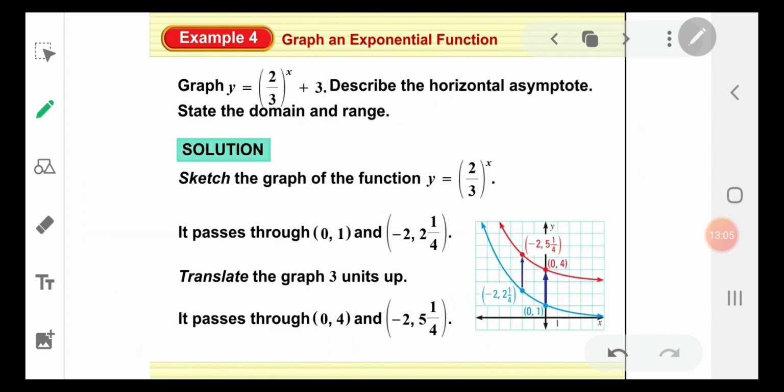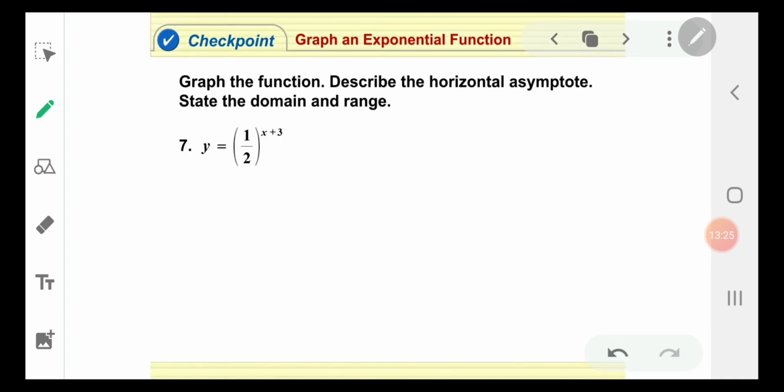so the range is y greater than 3. Here is the accurate graph. The blue one is the original, the basic one before the transformation. We shifted everything up. Here is the new asymptote, y equals 3. And again, the domain remains the same, all real numbers. The range is y greater than 3.